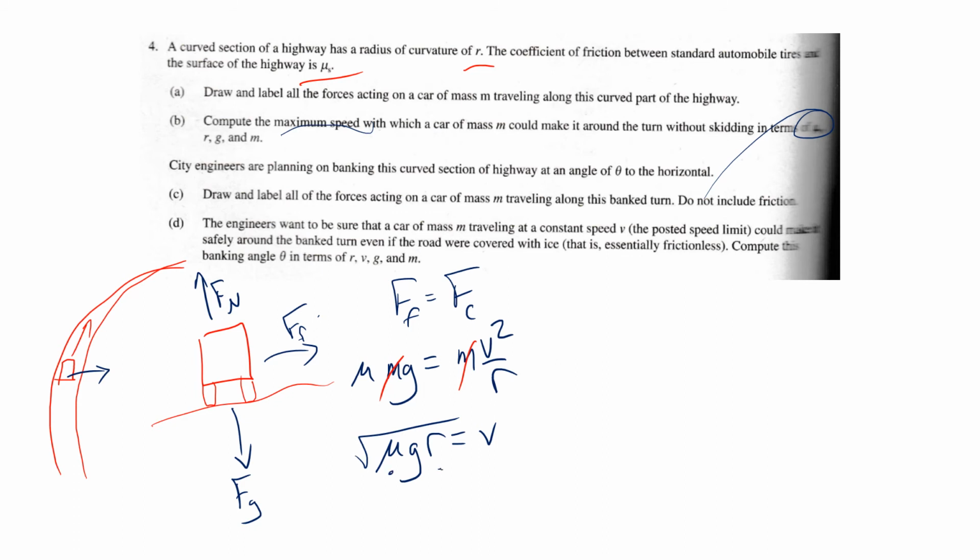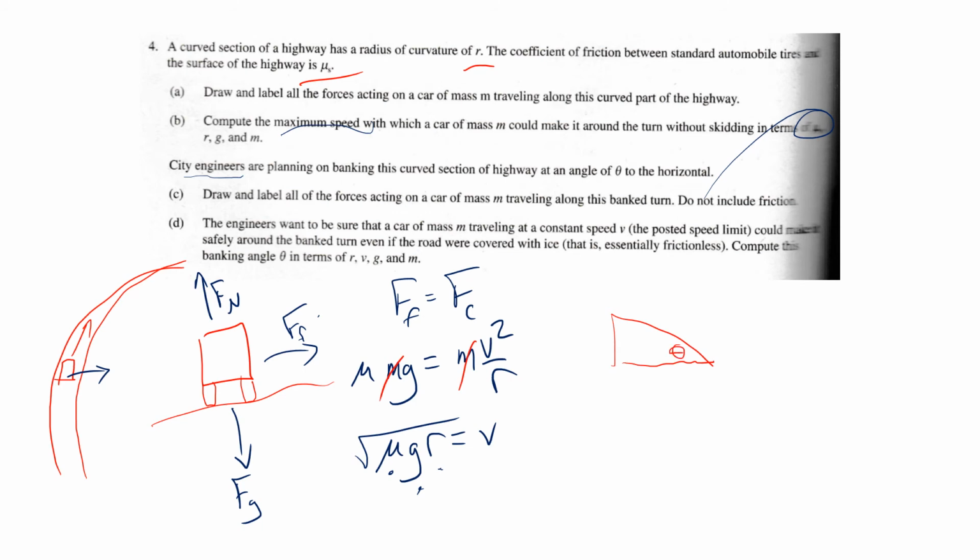If you had a bigger radius, could you go faster? Yep. If you had bigger gravity, could you go faster? Yep. Nice. So these city engineers are planning on banking the curved section of the highway at an angle of theta. How smart of them.